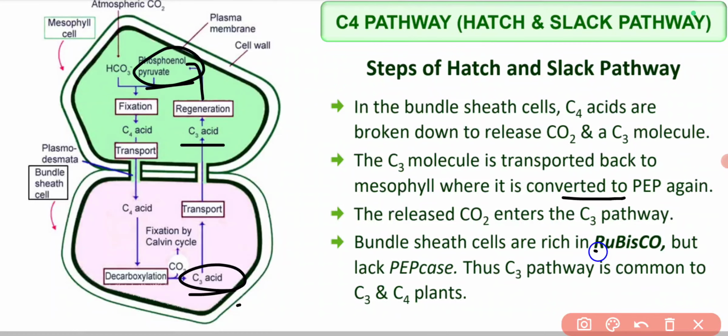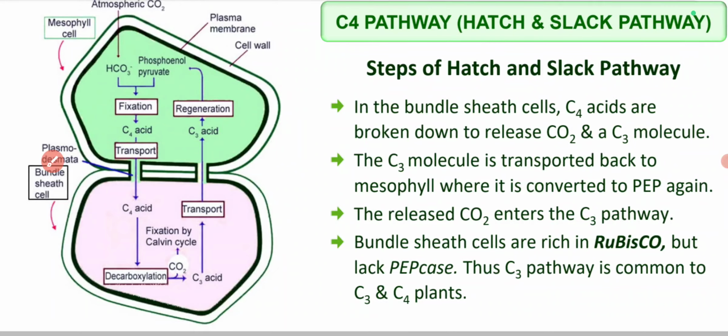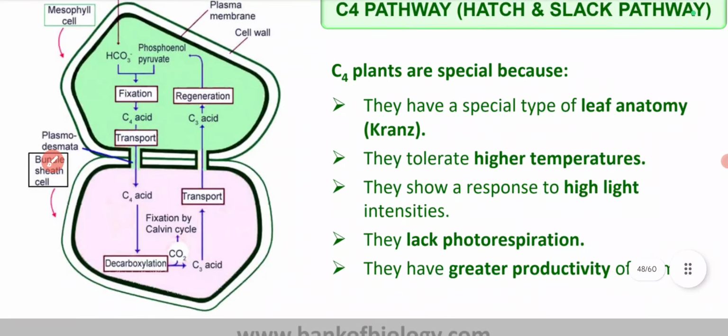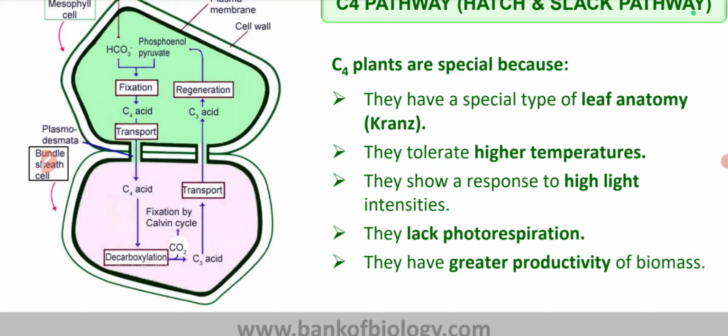Bundle sheath cells are rich in Rubisco but lack PEPcase. The C3 pathway is common to C3 and C4 plants. Next, C4 plants are special because they have a special type of leaf anatomy called Kranz anatomy. They tolerate higher temperatures. They show a response to high light intensities. They lack photorespiration and they have greater productivity of biomass.